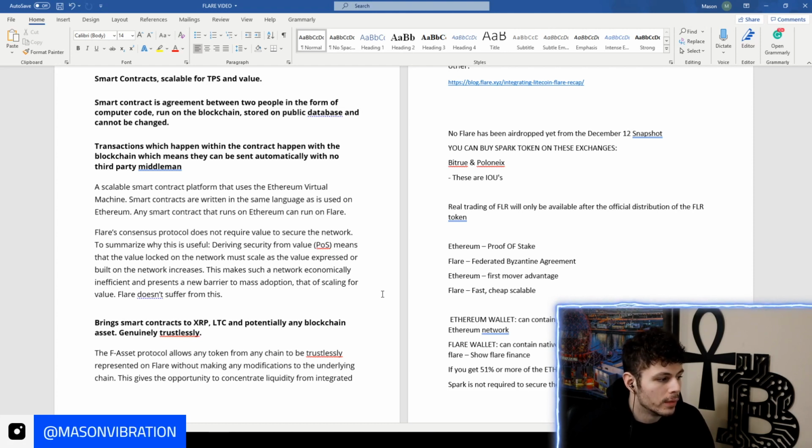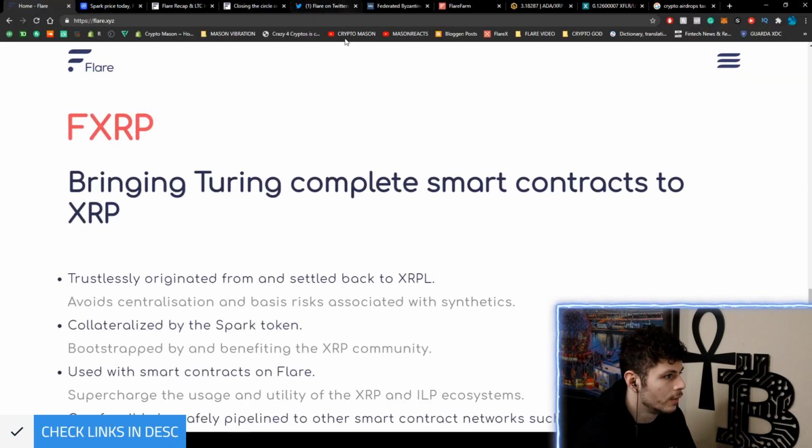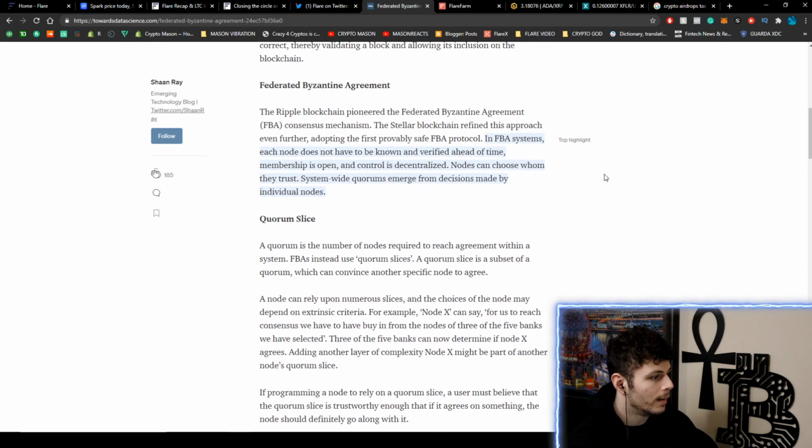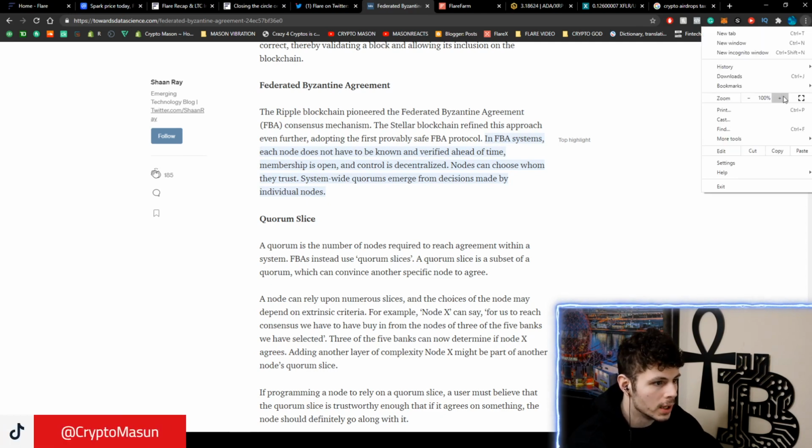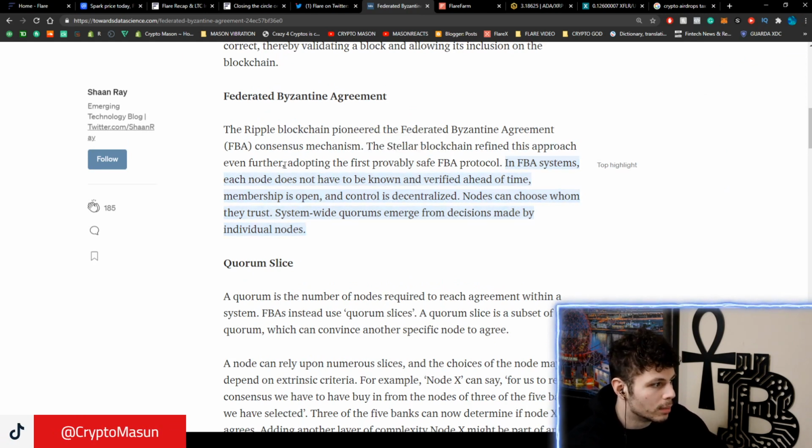Deriving security from proof of stake means that the value locked on the network must scale as the value expressed or built on the network increases. This makes such a network economically inefficient and presents a new barrier to mass adoption. Flare does not suffer from that. And this is the Federated Byzantine Agreement right here. The Ripple blockchain pioneered the Federated Byzantine Agreement. The Stellar blockchain refined this approach even further, adopting the first provably safe FBA protocol. In FBA systems, each node does not have to be known and verified ahead of time. Membership is open and control is decentralized. Nodes can choose whom they trust.